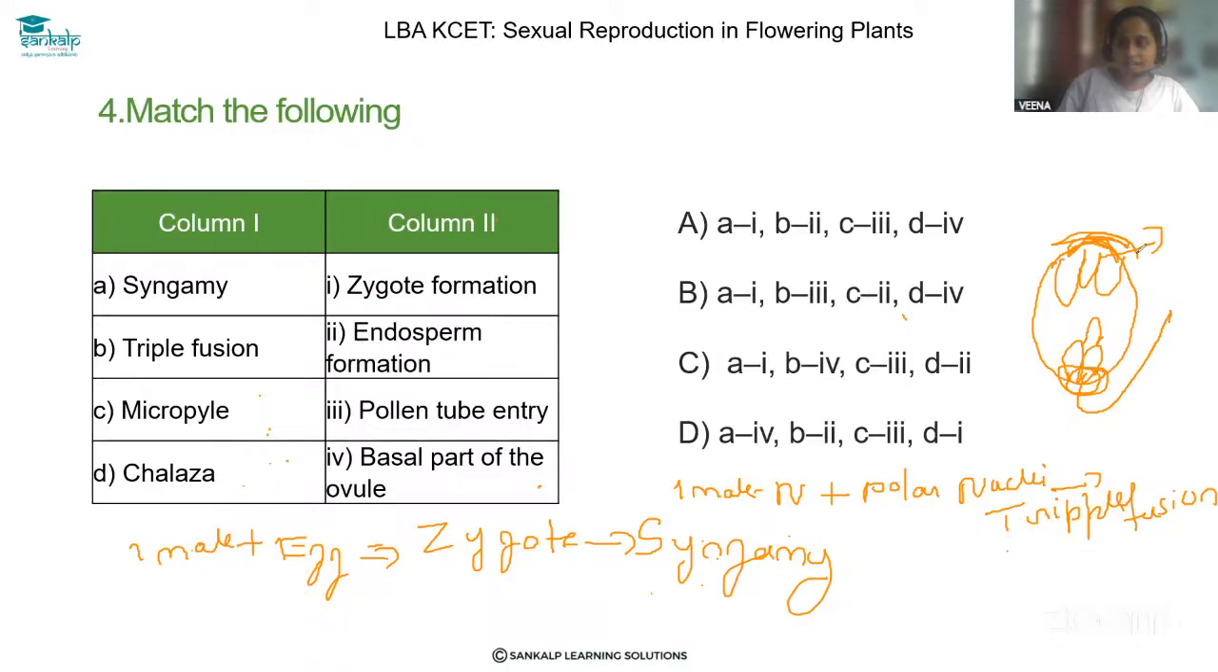So the correct answer is: syngamy is zygote formation, triple fusion is endosperm formation, primary endosperm, micropyle is pollen tube entry, and chalaza is the basal part of the ovule. So the given answers are the correct matching answers. So the final answer is option A: A1, B2, C3 and D4.